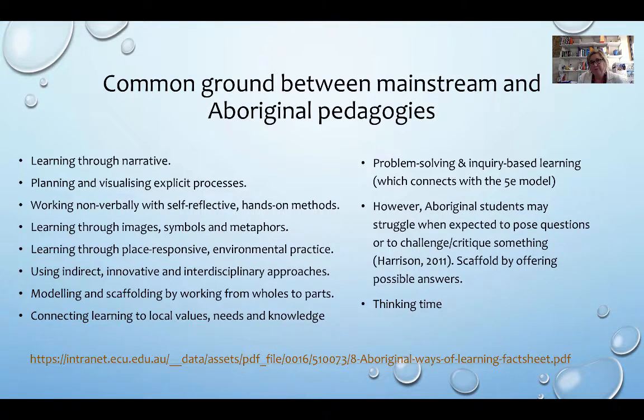And that we're planning and visualizing explicit processes using mind maps, for example, or charts or KWL charts. All those things are a way of actually planning and visualizing how we go about things. Doing a flow chart we could do as well, or a Y chart. Working non-verbally with self-reflective hands-on methods, thinking about it, not necessarily involving writing and so on.